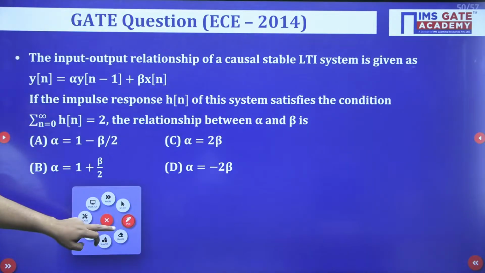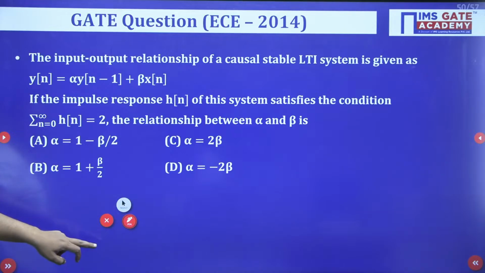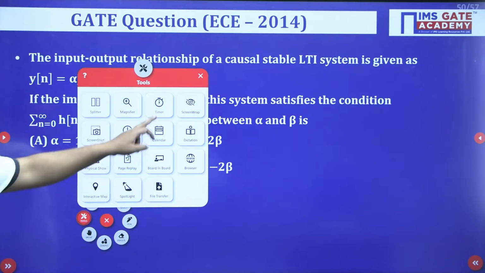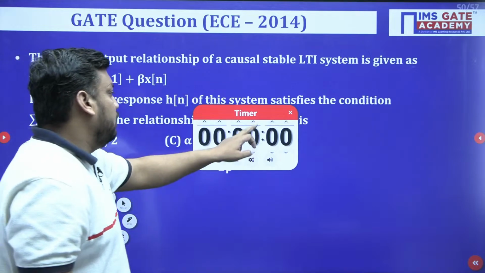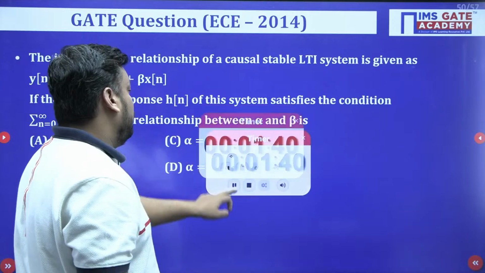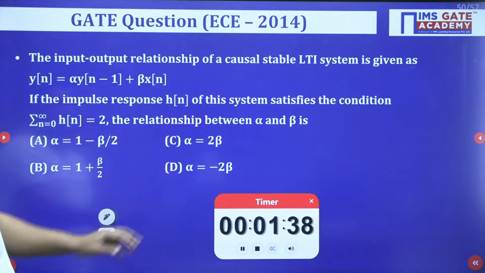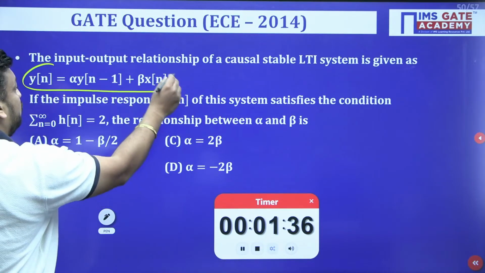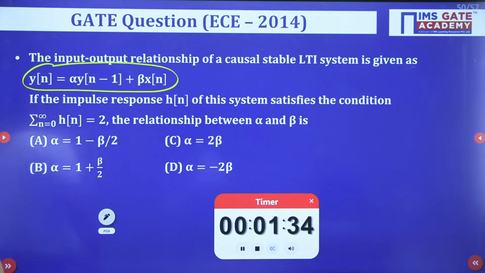Chaliye, this question I am expecting you to solve. I am giving you a timer of 1 minute 30 seconds or even 40 seconds. Take your time and try to complete. I am giving you a hint. The difference equation is given to you. Take the Z transform on both sides. This is how you can initiate the question.